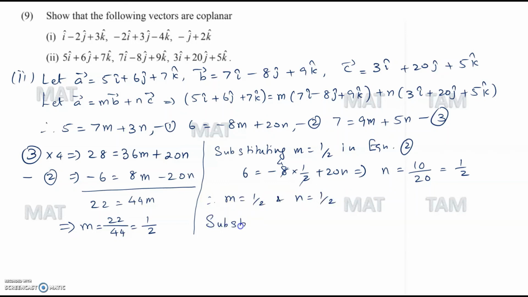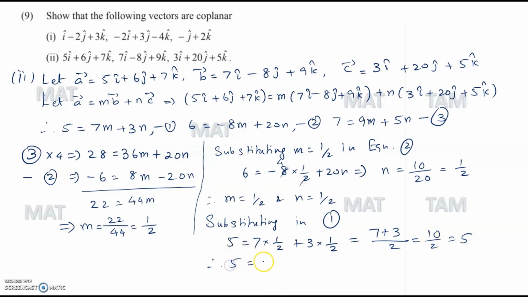Now substituting in equation 1, we get 5 is equal to 7 into 1 by 2 plus 3 into 1 by 2. That is equal to 7 plus 3 by 2, which is 10 by 2, and that is 5. Therefore 5 is equal to 5, and the three vectors A, B and C are coplanar.